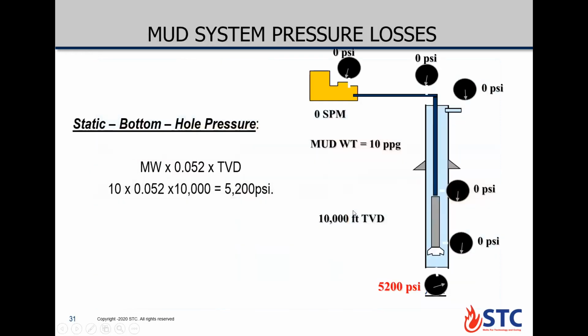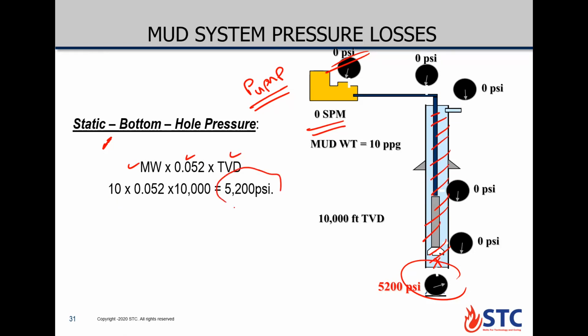For static bottom hole pressure, static here means no pump is running. So here we have 0 SPM, 0 PSI. If we put a gauge here, it only calculates the hydrostatic pressure. So bottom hole pressure, in case we are static, equals only the hydrostatic pressure: mud weight times the constant times TVD. So here we have 5,200 PSI.